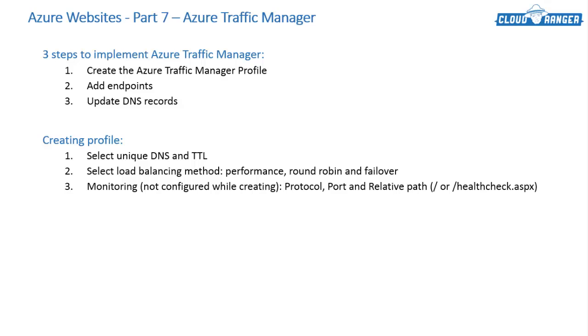So let's actually talk about creating a profile. When you're creating the profile, like I just mentioned, you have to select a unique DNS name, and there is going to be a TTL. I'll explain that TTL in a little more detail in a bit. And you are setting the load balancing method. And the 3 load balancing methods, and this is what we'll discuss right now, are performance, round robin, and failover. Okay, so let's talk about performance.